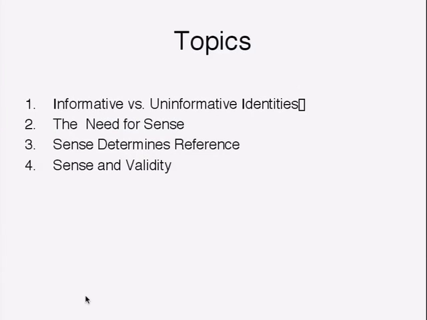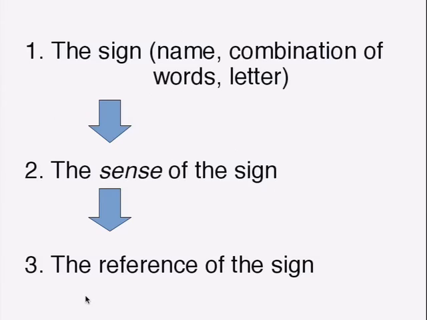Okay. So Frege says, given this distinction between informative and uninformative identities, you need a notion of sense. And this is how the argument goes. You have the sign, and you have the object that the sign stands for. You have the name Sally, and you have the person Sally. And in between the two, you have the sense of the sign.